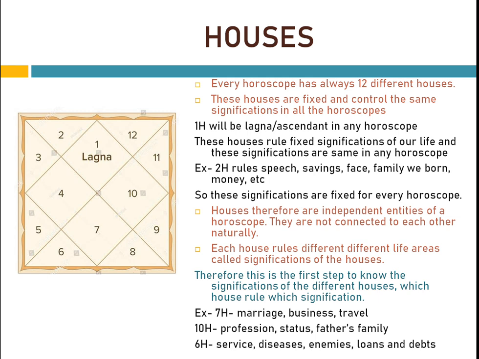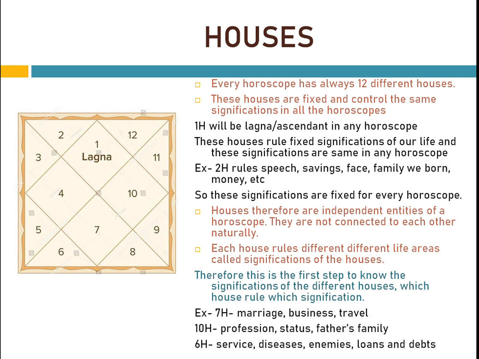Now, houses are independent entities of a horoscope. Why? They do not connect to each other on their own. They are independent. The first house, Lagna, is independent in itself, then the second house, then the third house. Similarly, all the 12 houses have their own identity and they are independent of each other. Each house rules different life areas, which we call significations of the house. And this is the first step. If you understand the significations of the houses, your first step will be completed.